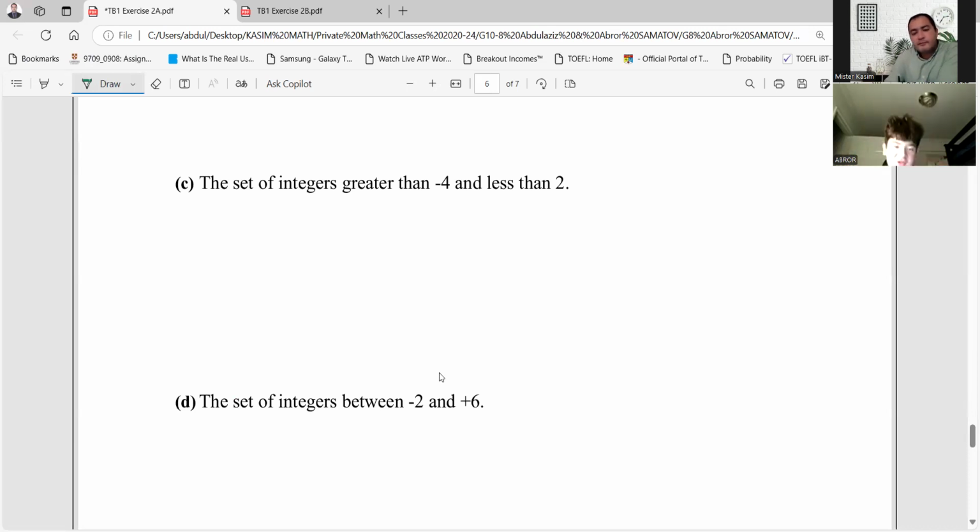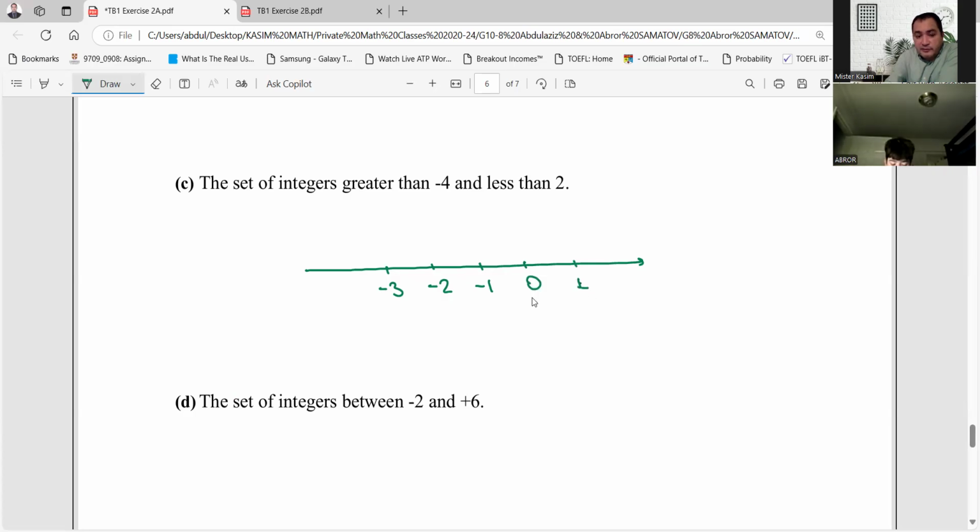C, the set of the integers greater than negative 4 and less than 2. Okay, greater than negative 4 and less than 2. How do you show this on the number line? So here we have negative 4 greater, right? The first integer should be negative 3. Next one is negative 2. Next one is negative 1. Next one is 0. Next one is 1. So these numbers are greater than negative 4 and less than 2, right?